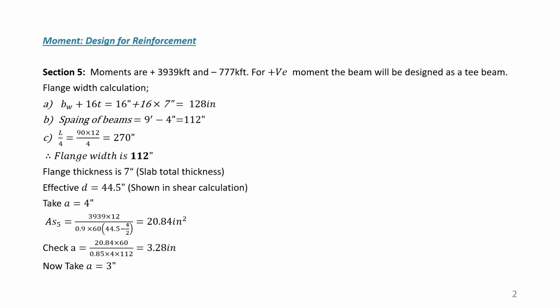And L by 4: L is 90 feet from section 5 to section 3, and 90 feet divided by 4, L by 4, is 270 inch. Therefore, the minimum of these three will be the flange width. Therefore, the flange width is 112 inch. Flange thickness is 7 inch, the total thickness of the slab as we previously decided. Effective depth is shown in the shear calculation.